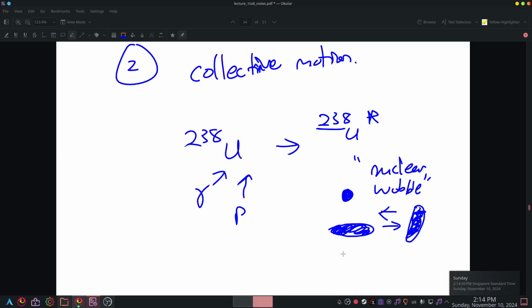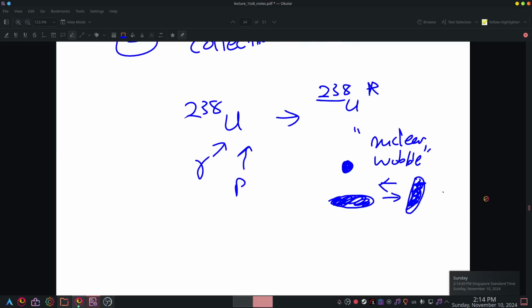So that's another way a nucleus can excite itself, once there are many particles vibrating at the same time. It's not individual protons or neutrons getting excited, but them vibrating together like a wobbling motion. So there's a wave, a vibration wave.